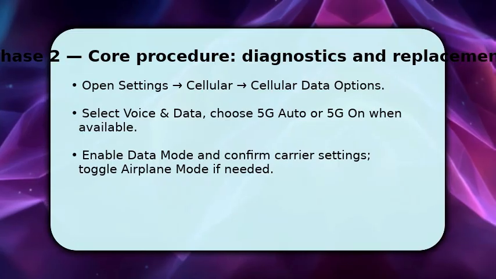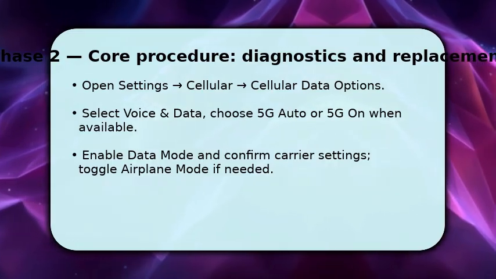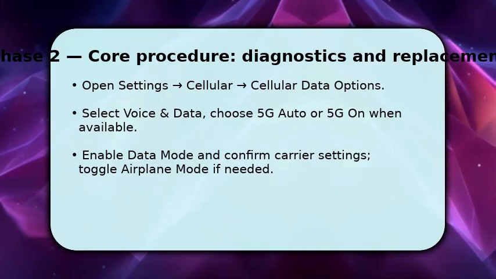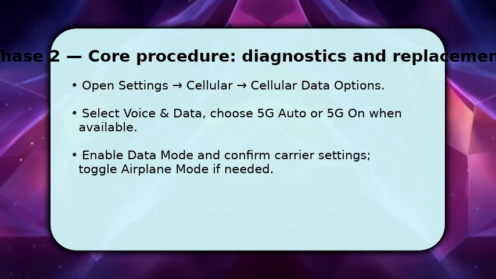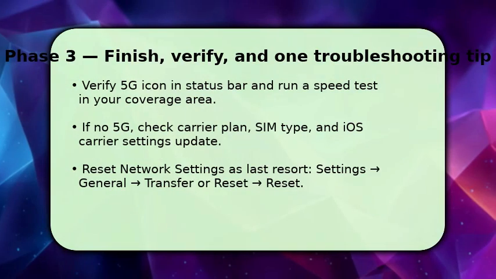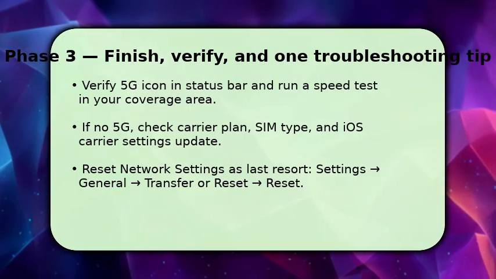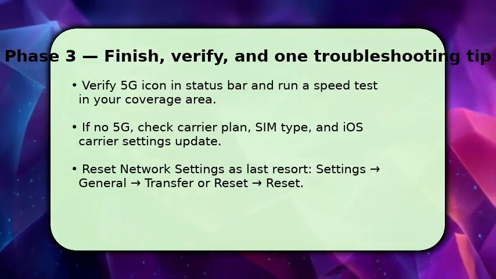If the 5G option is missing, toggle airplane mode on and off to force network re-registration. Make sure mobile data is enabled, and restart the phone if the new selection doesn't apply. You finish by confirming the 5G icon in the status bar and running a speed test inside known 5G coverage.